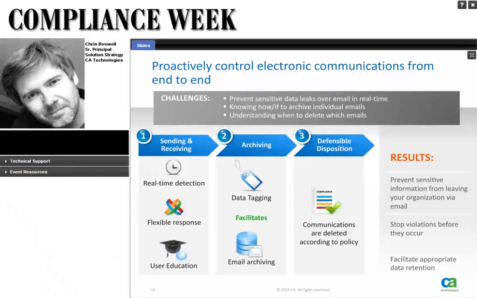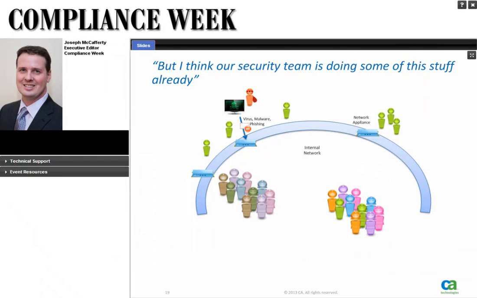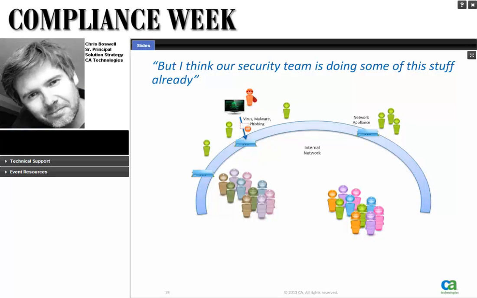You may say, but Chris, you talked about data loss prevention. I think our security team may be doing some of this already. Okay, so let's talk about that. In this picture, you've got two groups of users in the internal network. You have this little arc representing the internal boundary, and then you have three gateway appliances that your security folks have put at your boundary to protect the organization.